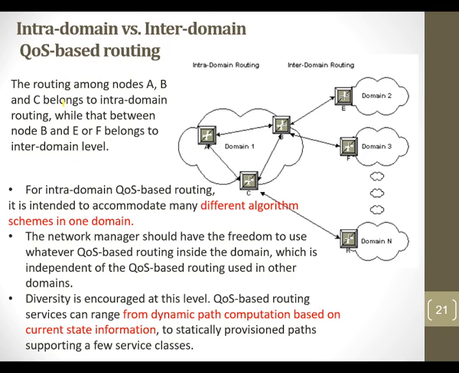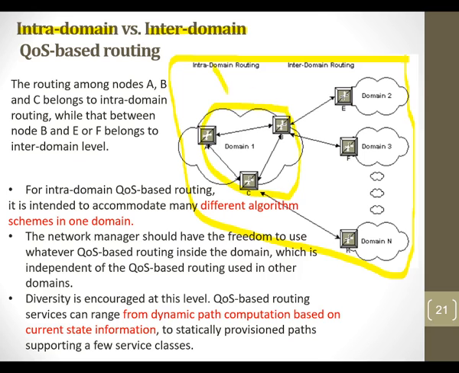RFC 2386 provides such a framework, which has two levels: the intra-domain quality of service-based routing and the inter-domain quality of service-based routing. This hierarchical model is compatible with the routing hierarchy of today's Internet. The figure here shows such a two-level routing structure. The routing between the nodes A, B, and C belongs to the intra-domain routing, while that between node B and E or B and F belongs to the inter-domain level.